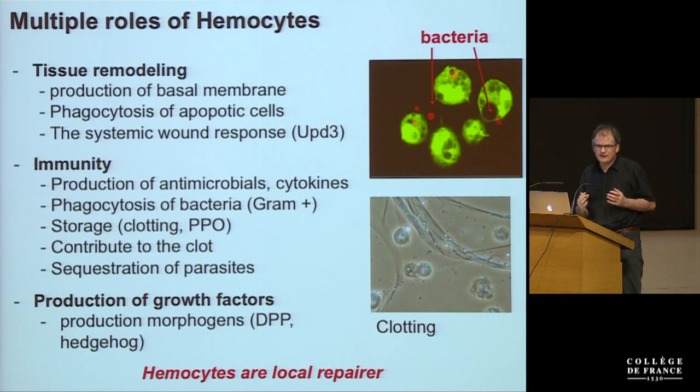A new concept that has emerged in the last years is that hemocytes are local repairers. That means they are not just immune, but they go to tissue which has been wounded like that, and they can release a number of morphogens like DPP and hedgehog that can participate in the repair of the gut. So as soon as you get damage somewhere, hemocytes start to come and can contribute a number of growth factors that will allow regeneration.